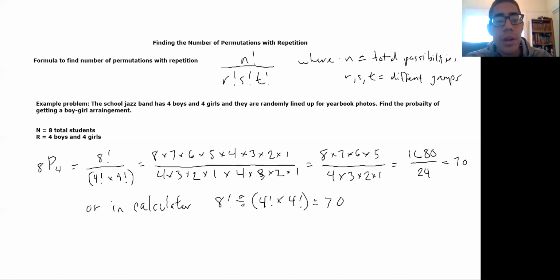However, what's actually going on on paper is this. 8 factorial is the same as saying 8 times 7 times 6 times 5 times 4 times 3 times 2 times 1. And you're going to divide that by 4 factorial, which is 4 times 3 times 2 times 1, times another 4 factorial, which is another 4, 3, 2, and 1. So if you notice, that's what I have here. This is just the factorial expanded.